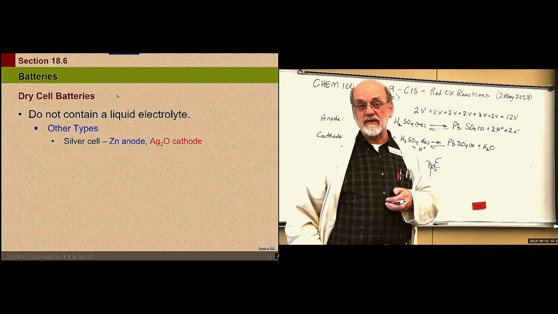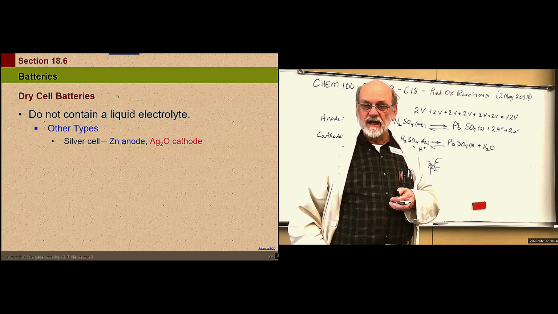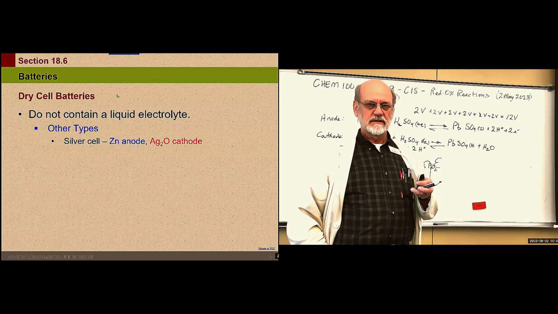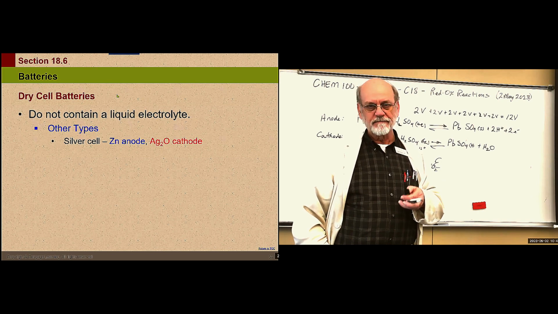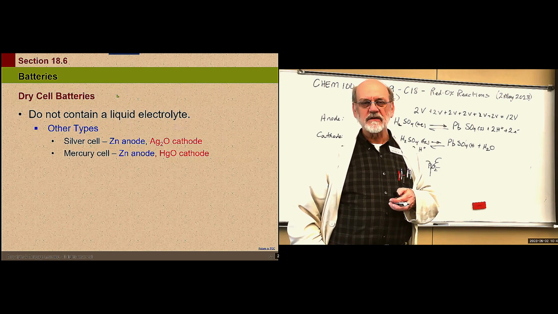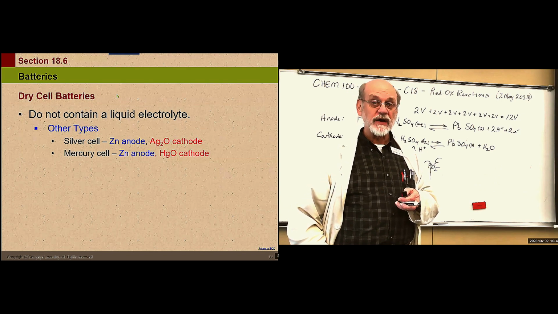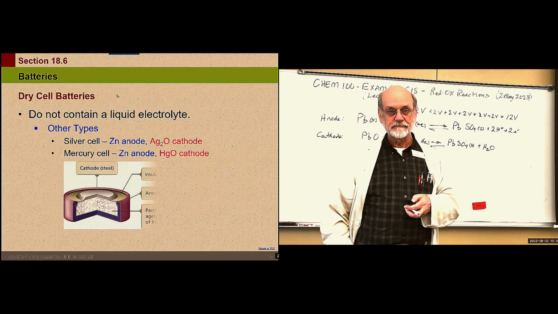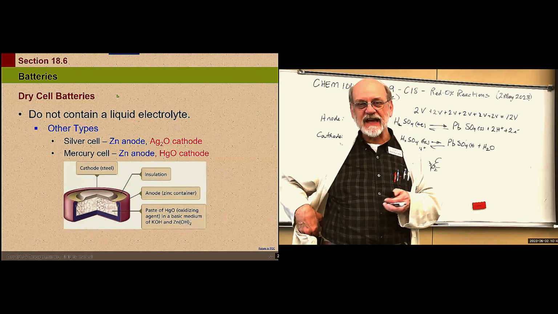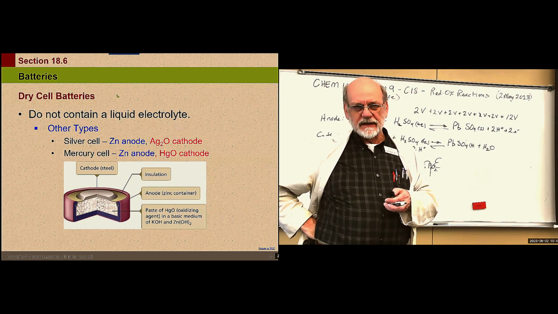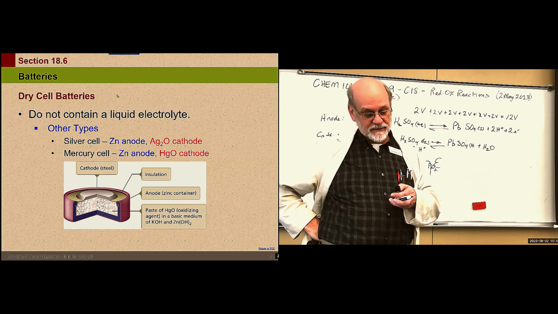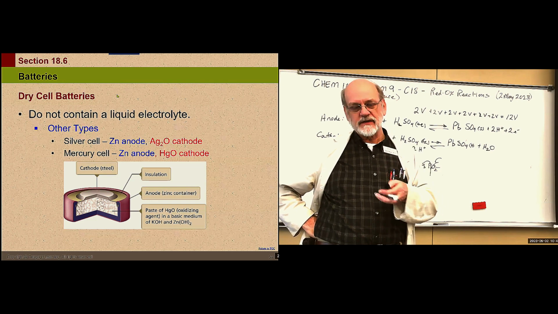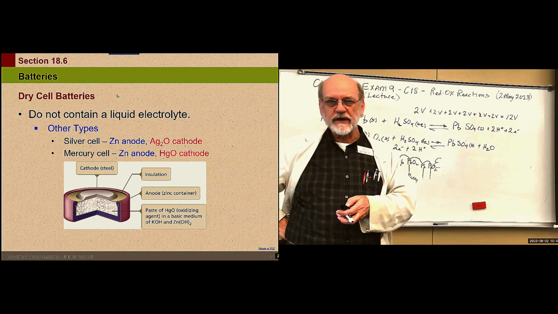There are lots of other types of batteries. This silver cell is one that you'll find in calculators, hearing aids, and various other small devices. The mercury cell used to be used for those same products, but now we don't find mercury cells because they're toxic. Is this a mercury cell? Yeah, it's a mercury cell. So the chemistry works. It's just made of a toxic material, so they're not marketed anymore.